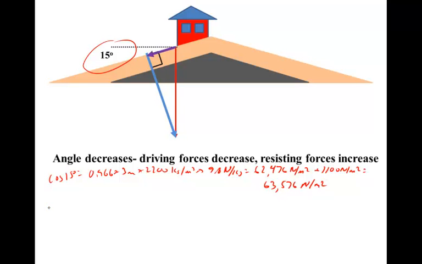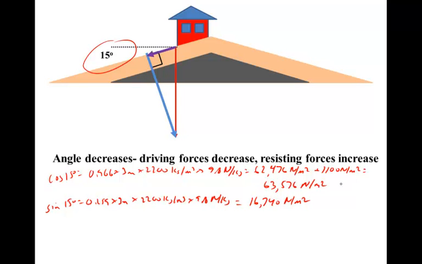Our driving force is given by the sine of the slope angle, sine of 15 degrees, 0.259 times 3 meters of slope times 2,200 kilograms per cubic meter times 9.8 newtons per kilogram equals 16,740 newtons per square meter.